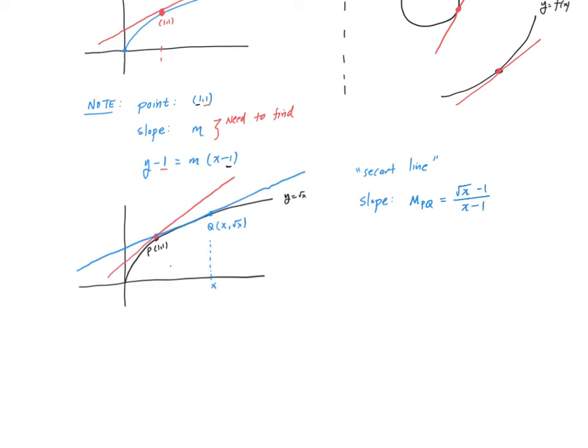And the observation that we want to make is this m sub PQ is not going to be the desired slope. But as the Q point approaches P, the slope of the secant line, m sub PQ, will approximate the slope of the tangent line.